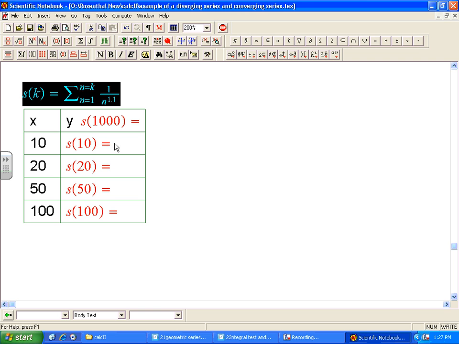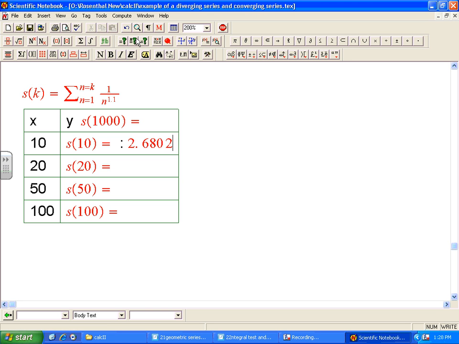So s of 10, let me go ahead and evaluate this. I just had to click the equals, the number sign. Okay, it's 2.68, adding the first 10 terms of that series. What if I was to add the first 20 terms of that series? When it evaluates something, it gives that extra notation. Don't worry about it. Okay, the next one, 3.8. The next one, 4.2. It's not easy to see this one, obviously, from a numerical perspective. Let's do 1,000.